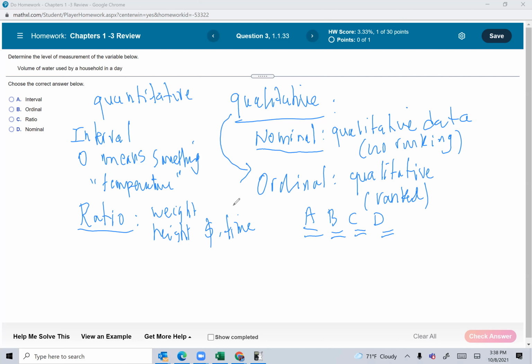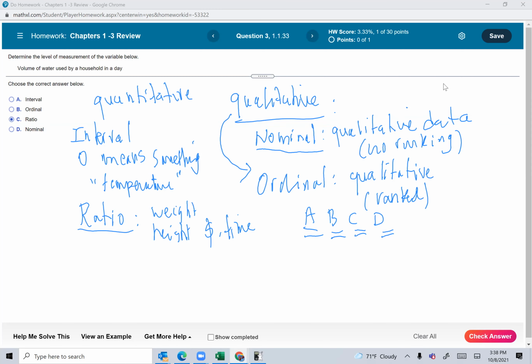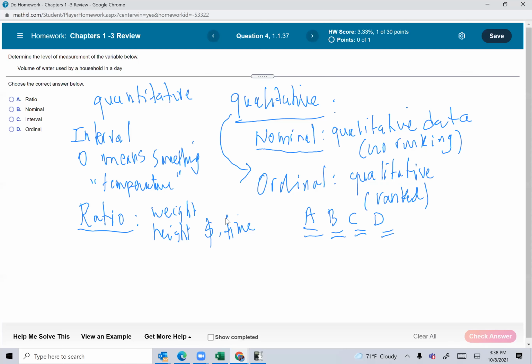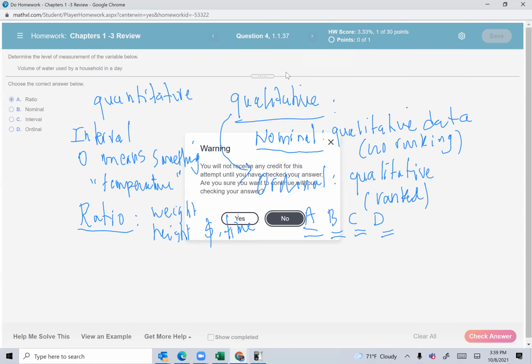And now we'll go to our example, guys. The volume of water used by a household in a day. What do you think the answer is going to be now? Ratio. Yep, it is ratio indeed. And then we're going to move to the next question. Oh, I put it twice, so it's ratio.